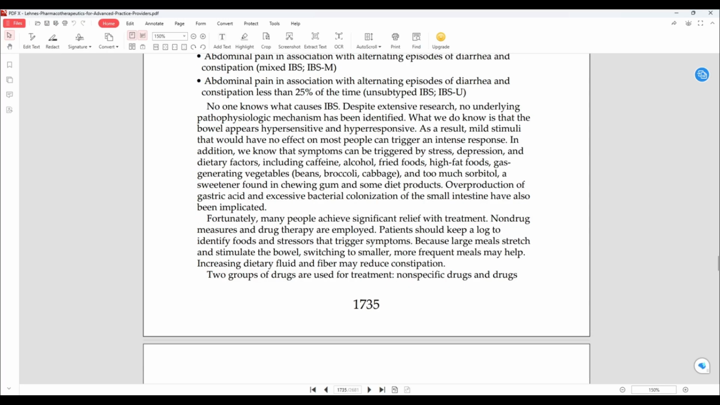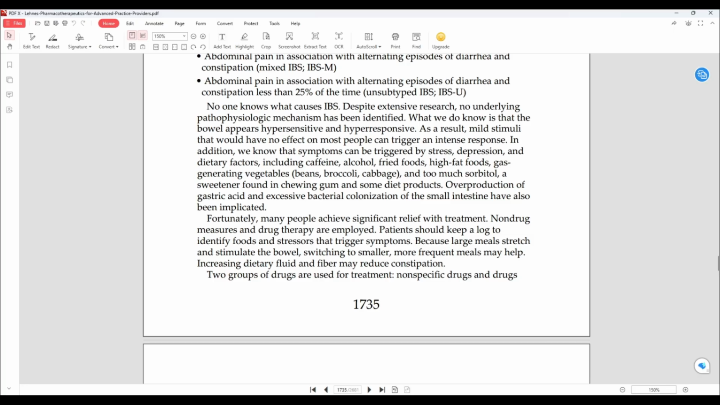No one knows what really causes IBS. Despite extensive research, there's no underlying pathophysiologic mechanism that has been identified. What we do know is that the bowel appears hypersensitive and hyperresponsive. As a result, mild stimuli that would have no effect on most people can trigger an intense response.